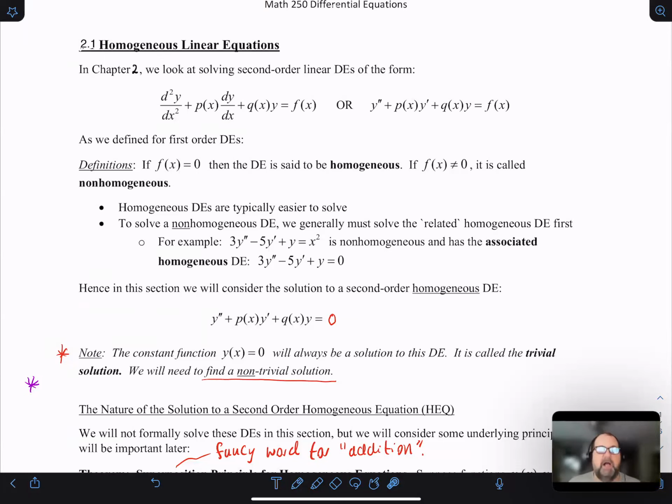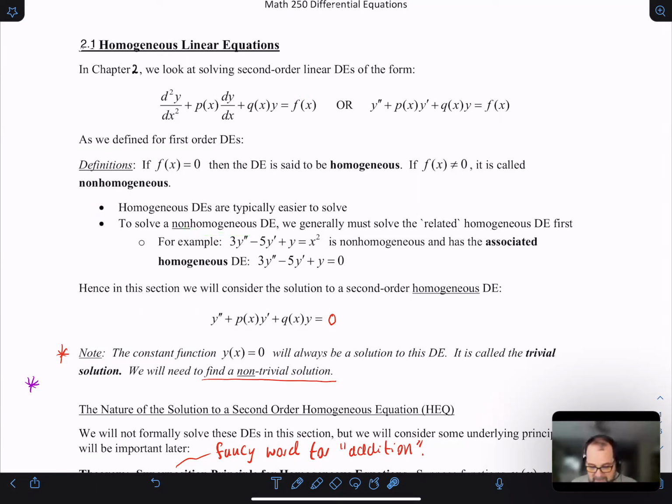All right, so a little big picture stuff before we get too far here. Generally, homogeneous DEs are typically much easier to solve. So DEs where we have equals 0 instead of a function on the right-hand side, these are typically easier to solve. If you were to solve a non-homogeneous DE, typically we must first solve the related homogeneous DE anyway.